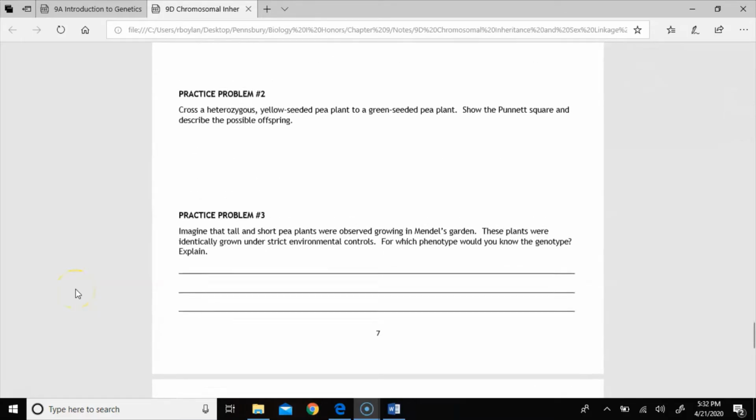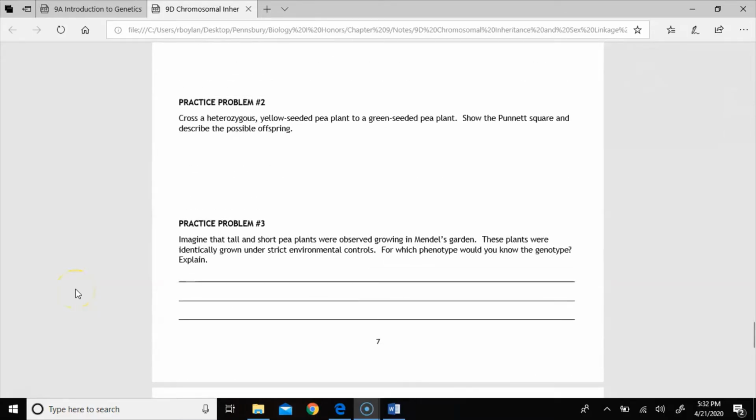All right, so now for practice problem number 2, it says cross a heterozygous yellow-seeded pea plant to a green-seeded pea plant. Show the Punnett square and describe the possible offspring. Again, they're telling us everything we need to know about what's dominant and what's recessive, because it says heterozygous yellow. That would mean it's yellow but has 2 different copies, so yellow must be dominant. Whereas green, they don't give us any more information, so green must be recessive. Hopefully that makes sense to you at this point.